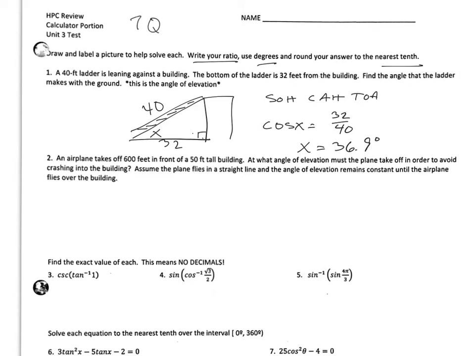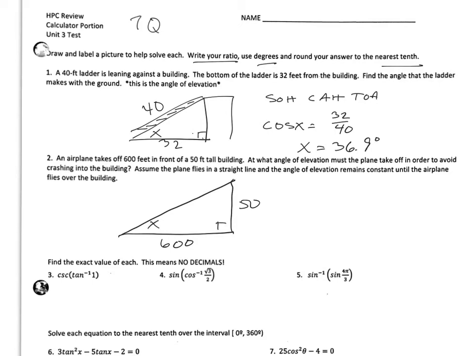For problem number 2, it's just more of the same, just a different setup, just so you can have another practice problem. We have an airplane 600 feet in front of a 50-foot-tall building. The distance that the plane is, that's going to be the ground distance. That's how they're measuring it, like the plane hasn't taken off yet. And then the building is 50 feet. What angle of elevation must the plane take off at in order to avoid crashing into the building?